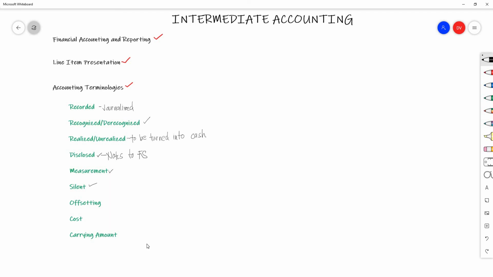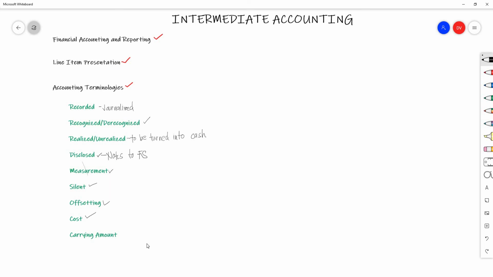Okay? Next, offsetting. When we say offsetting, this means that assets and liabilities are deducted from each other. Now, what is the rule of offsetting in the conceptual framework? Offsetting is not allowed in the recognition of financial statement. So, if you have an asset, report it as an asset. If you have a liability, report it as a liability. Do not deduct your liability from your asset.